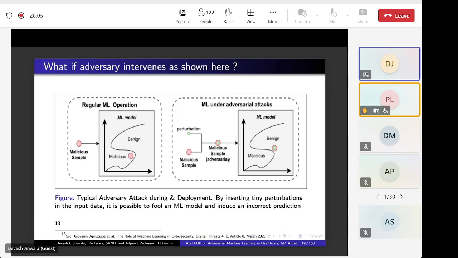And therefore, what you are able to see here is that a sample which is malicious, deliberately introduced by an adversary and which my model is unaware about, has been classified as a benign sample. So what it says basically is that by inserting perturbations in the input data, data for which the machine learning model is not trained, an adversary tries to fool the ML model and induce an incorrect classification or prediction, whatever the ML application is.